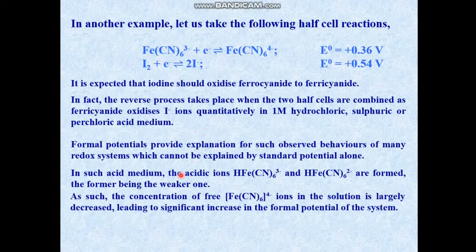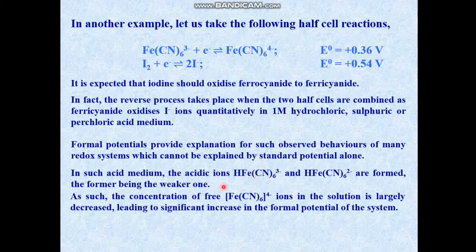As such, in such an acid medium, the acidic ions HFe(CN)6 3- are actually the conjugate acids. This is coming from the ferrocyanide. One ferrocyanide, when getting protonated, produces HFe(CN)6 3-, and when one Fe(CN)6 3- gets protonated, it produces HFe(CN)6 2-. So they are formed, the former being the weaker one. So definitely this is a weak acid.